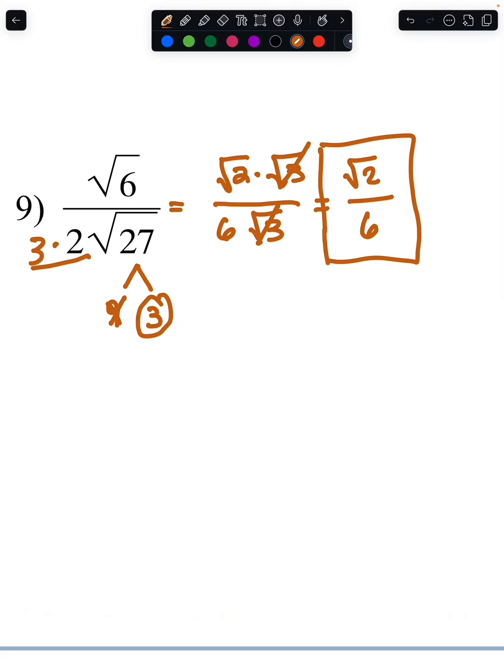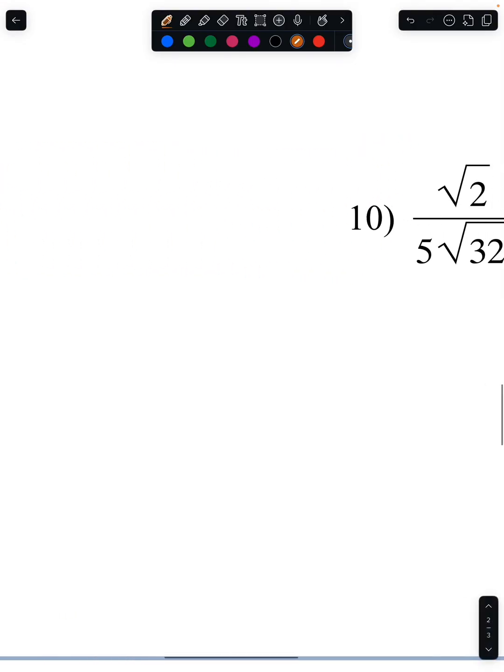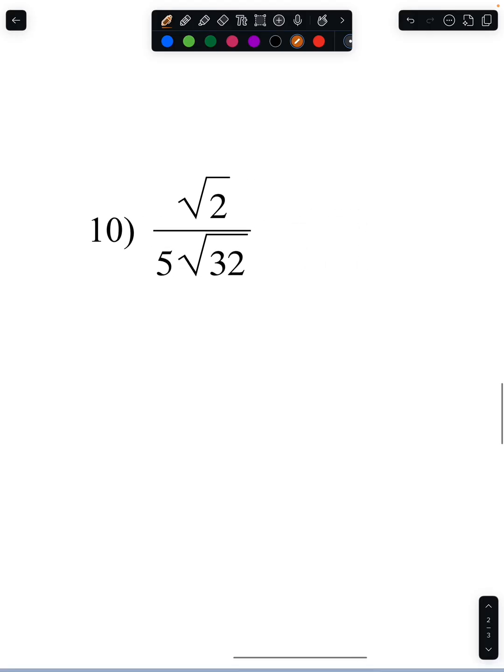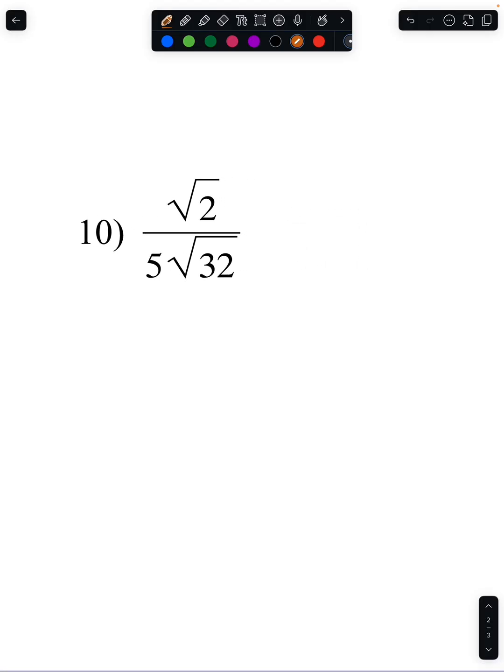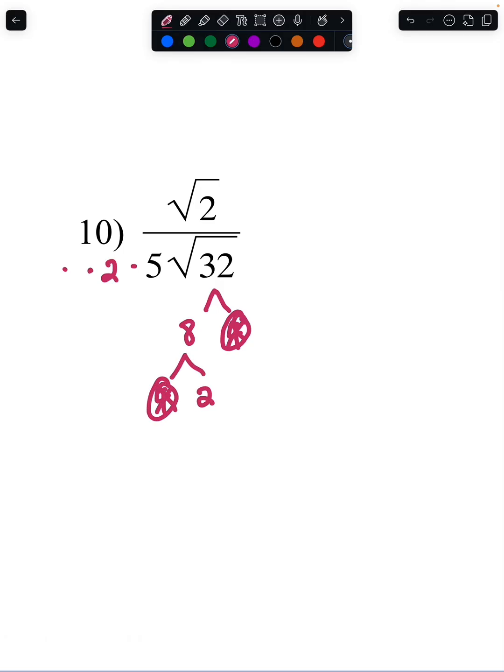And the final question we're going to do is number 10. Hopefully you got this one right. Let's see what you did. Well, 32, let's go ahead and break that down. My first thought when I see 32, I think 8 and 4. The square root of 4 is 2. Let's go ahead and take that out there. Let's break 8 down. 4 and 2. Up, another 4. Take that 2 out. And then this 2 stays on the inside right here. So I have 2 times 2, which is 4 times 5 is 20.